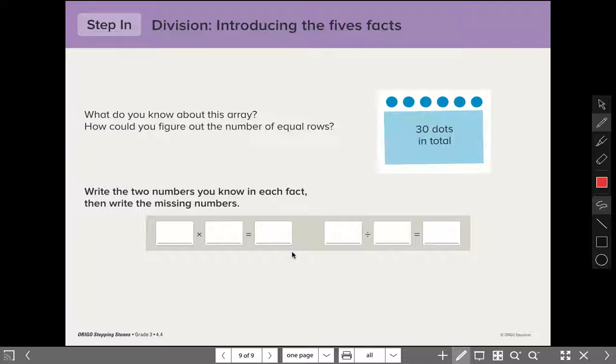Multiplication fact. Blank... No, blank times blank is not an option. We know something about this. Adam, what do we know about this? There's 30 dots in total. Okay, there's 30 dots in total. What else do we know?